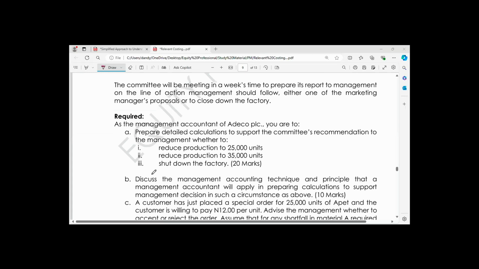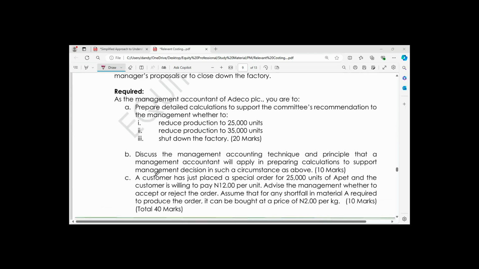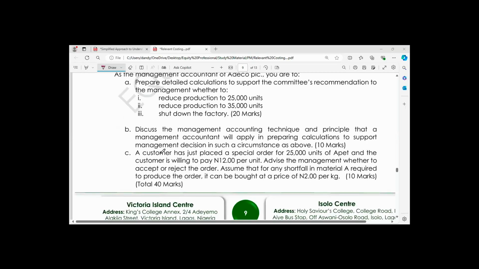The committee will be meeting in a week's time to prepare its report to management on the line of action management should follow. Either one of the marketing manager's proposal to close down the factory. We are required as the management accountant of Adeco PLC to prepare detailed calculations to support the committee's recommendation to the management whether to reduce production to 25,000 units, or shut down the factory.